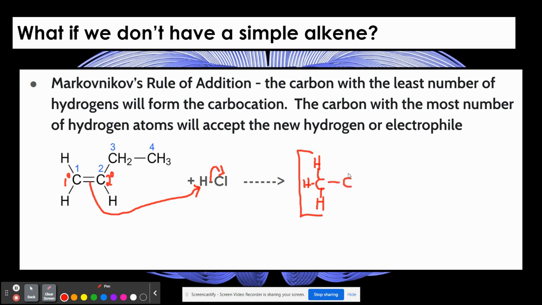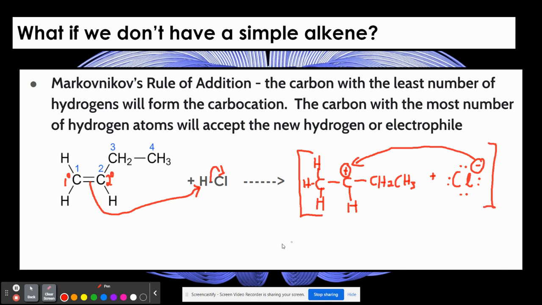On carbon number 2, you'll have a positive charge because it has left, and it's stabilized by the CH2CH3 group that's left behind. All those electrons are stabilizing it. It's attracted to that. And there's the additional hydrogen. My new nucleophile will be this chlorine that has the negative charge. It will attack the carbocation.